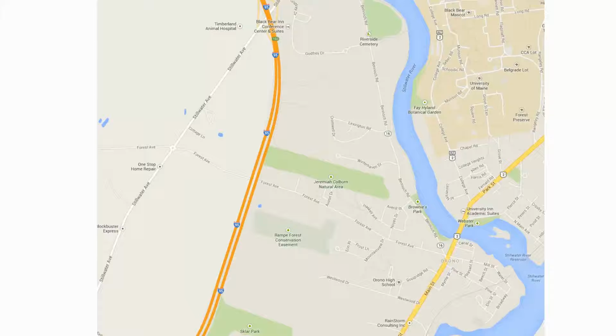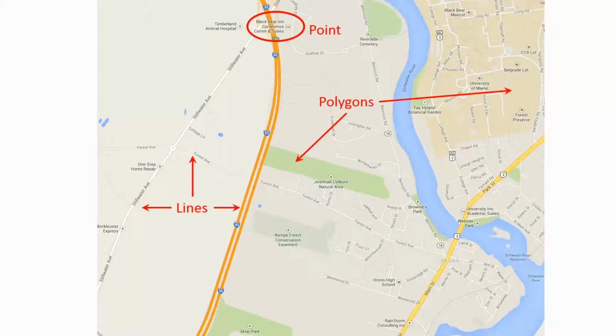Vector data is made up of 1. Points, such as the Black Bear Inn Conference Center and Suites. 2. Lines, such as I-95 and all other secondary roads shown in white. Or 3. Polygons, such as the Jeremiah Colburn Natural Area in green at the center, or the tanned colored areas making up the university grounds itself.